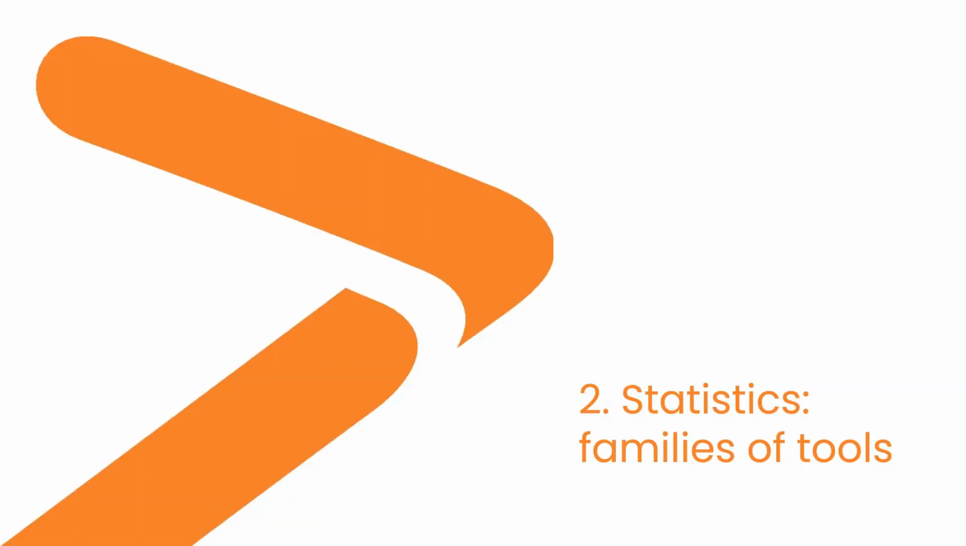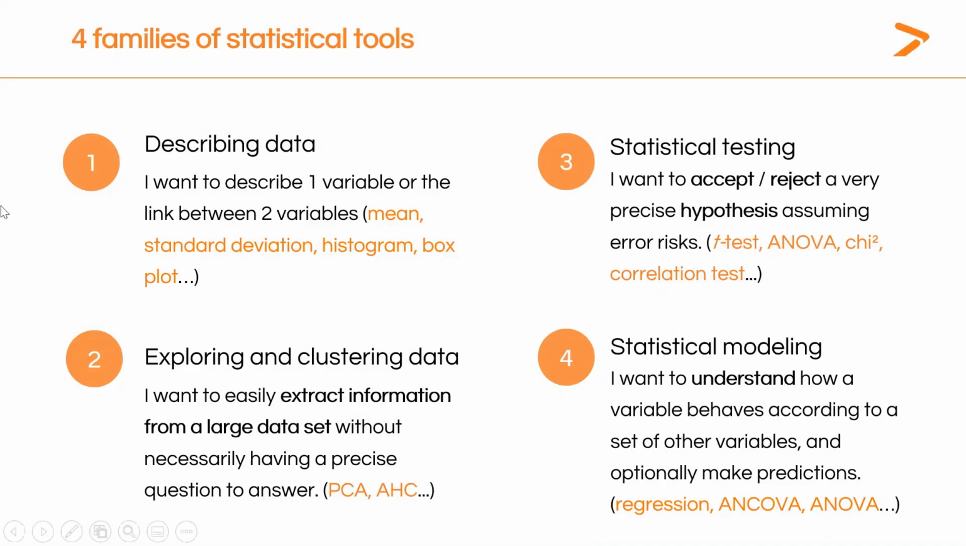So here are the families of statistical tools I've been talking about during the last webinars. So we've talked already about descriptive statistics, which allow describing one variable or the link between two variables. So we spoke about univariate or bivariate statistics when we had the webinar on descriptive statistics. So we talked about the mean, the standard deviation, histograms, box plots. We also talked about scatter plots and other interesting tools.